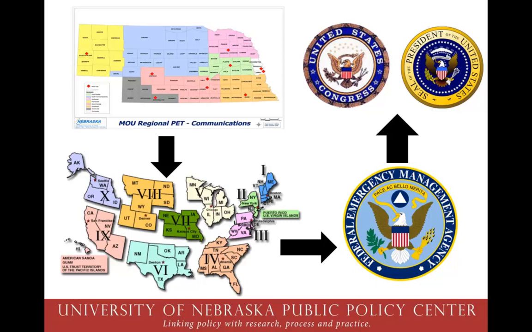We also learned that 5 capabilities are national areas of improvement: cybersecurity, housing, infrastructure systems, long-term vulnerability reduction, economic recovery, and access control and identity verification. These could be on the list because the right partners were not at the table, or because these capabilities have not been prioritized for development at the state and local levels.